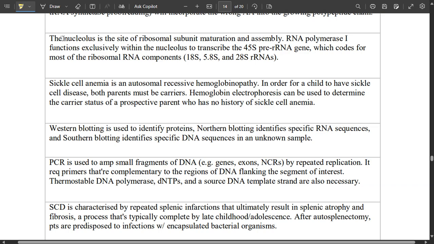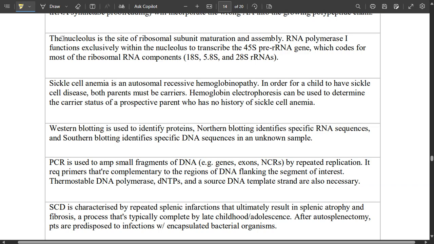How does the cell determine which subunits of the ribosome must be assembled? It occurs via the RNA polymerase 1 enzyme. RNA polymerase 1 functions within the nucleolus to transcribe the 45S pre-rRNA gene, a precursor of ribosomal subunits. So transcription of the 45S pre-rRNA gene occurs inside the nucleolus by the enzyme RNA polymerase 1.